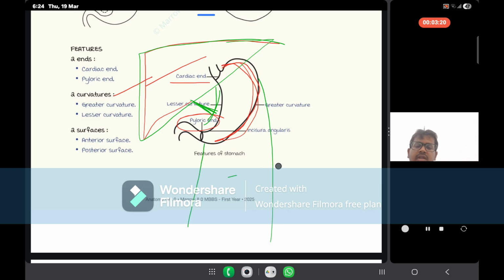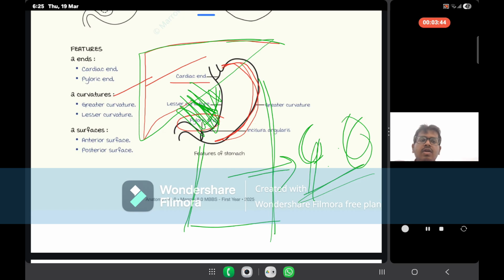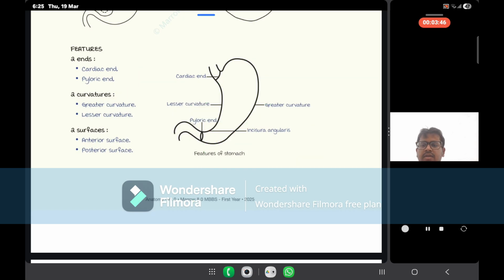From the greater curvature, what is attached? Obviously it is the greater omentum. So from the lesser curvature to the inferior part of the liver, the attachment is of the lesser omentum. And from the stomach's greater curvature to the lower part, it is the attachment of the greater omentum. So now we move to the next part.